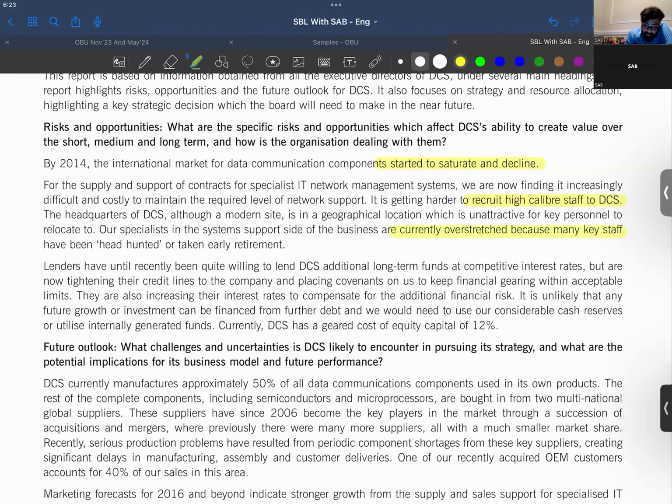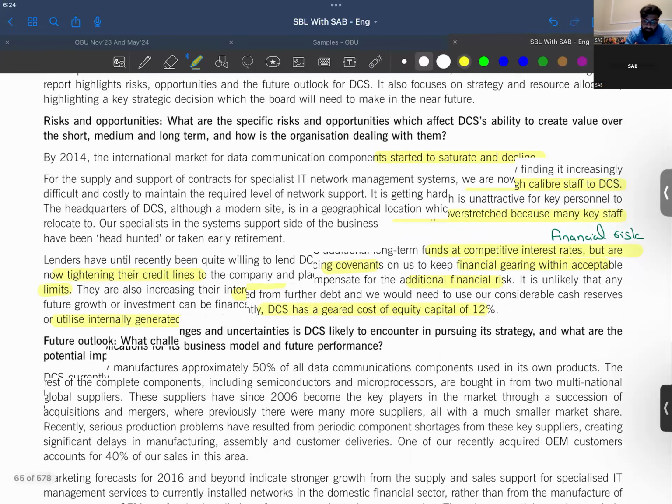Lenders have until recently been quite willing to lend to DCS long term for competitive interest rates, but are now tightening their credit lines, right? So financial risk also exists here. The company is placing covenants on financial gearing within acceptable limits. They're increasing their interest rates to compensate for financial risk. It is unlikely that any future growth or investment can be financed from further debt. You need to use considerable cash reserves or utilize internally generated funds. Currently, DCS is geared at a capital of 12%. So financial risk also seems to be here, right?